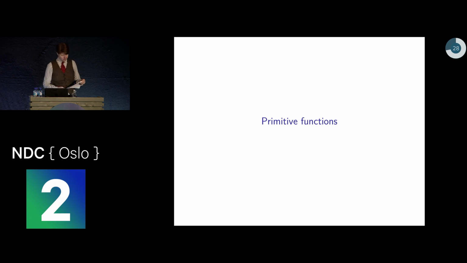So let's talk about primitive functions, because now we know how to call them. So let's look at how to combine the no allocation, primitive type signature function lessons into the full picture.